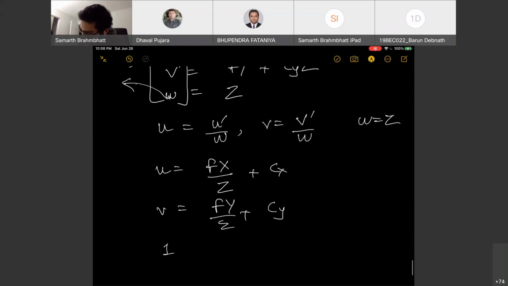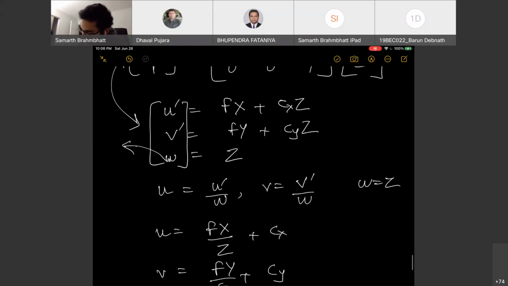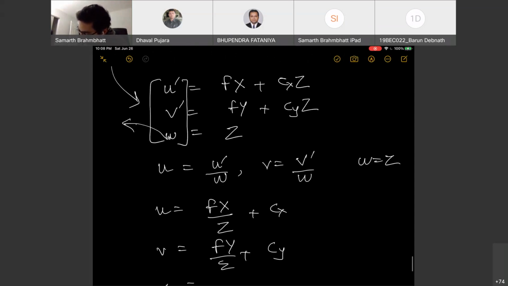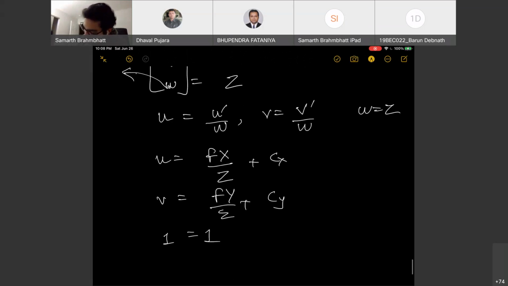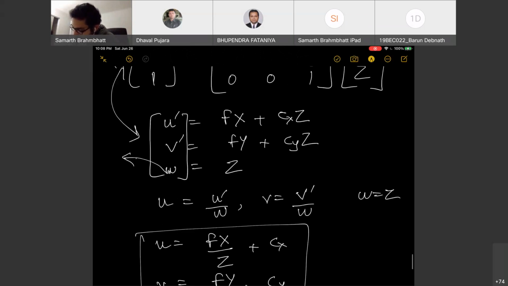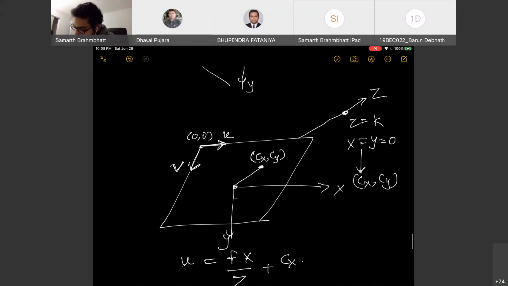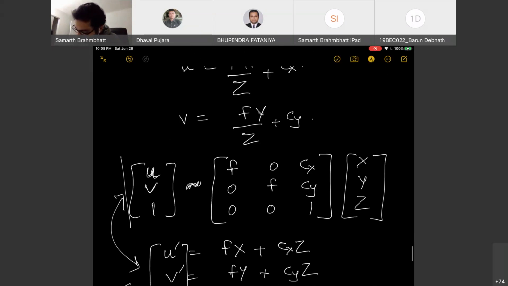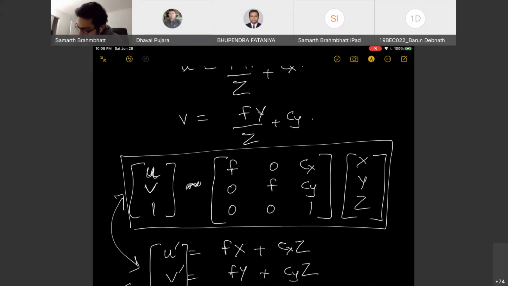And then we are just going to divide by w. So 1 equals 1. Okay, so these are the same equations that we actually got by looking at our image right here.